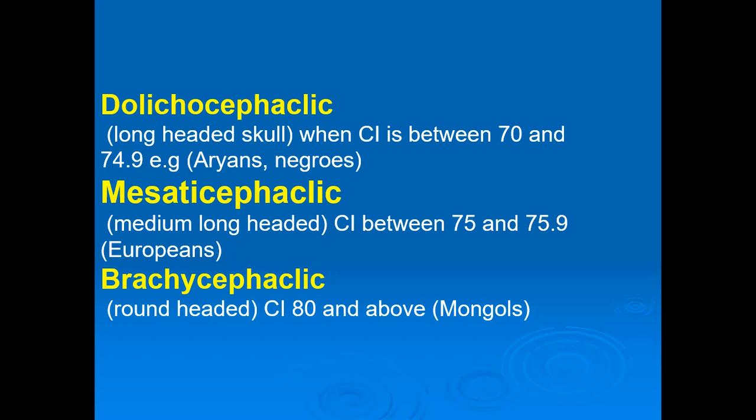The third type of people have a transverse skull dimension more than length. Those are called brachycephalic or round-headed. Their cephalic index is maximum, 80 and above, and this is seen in Mongols. So on the basis of cephalic index, we can categorize the human race into different groups.